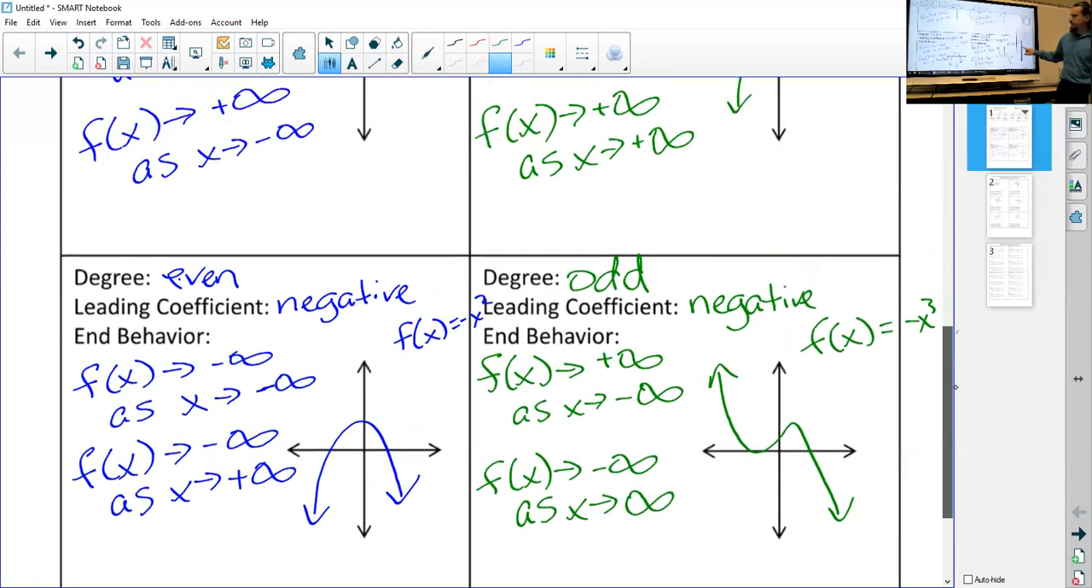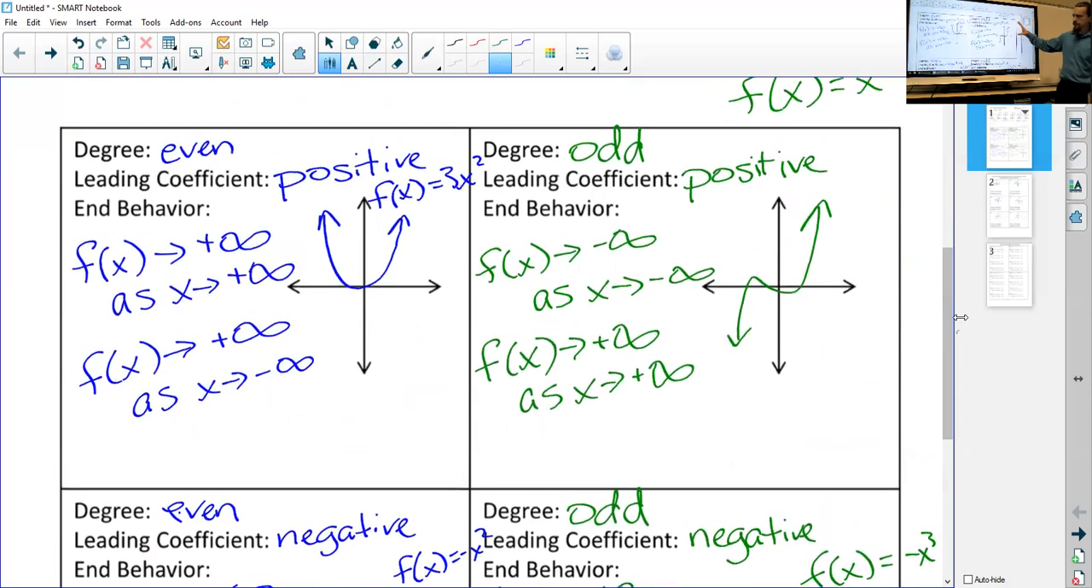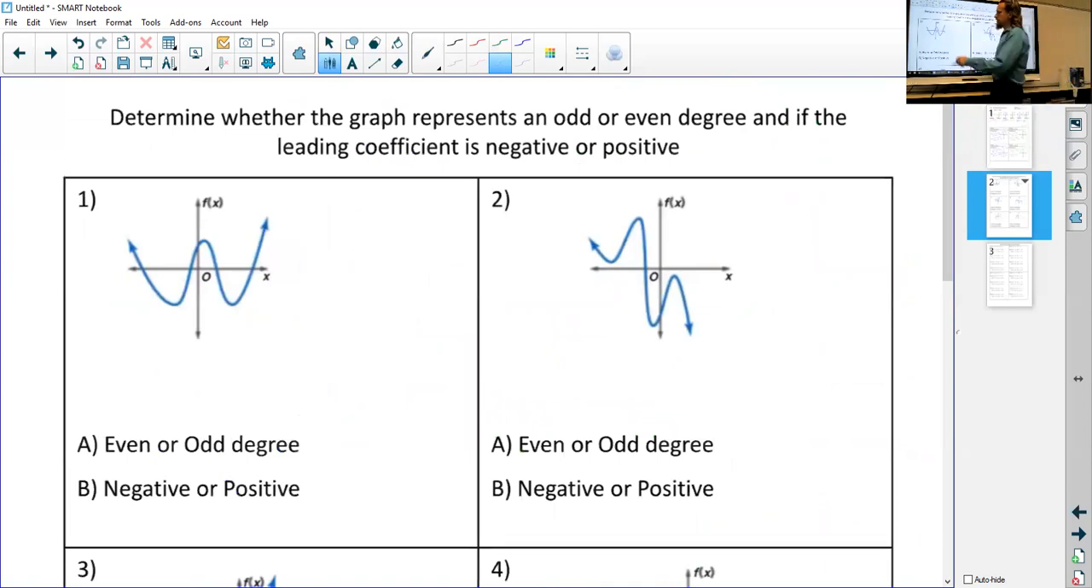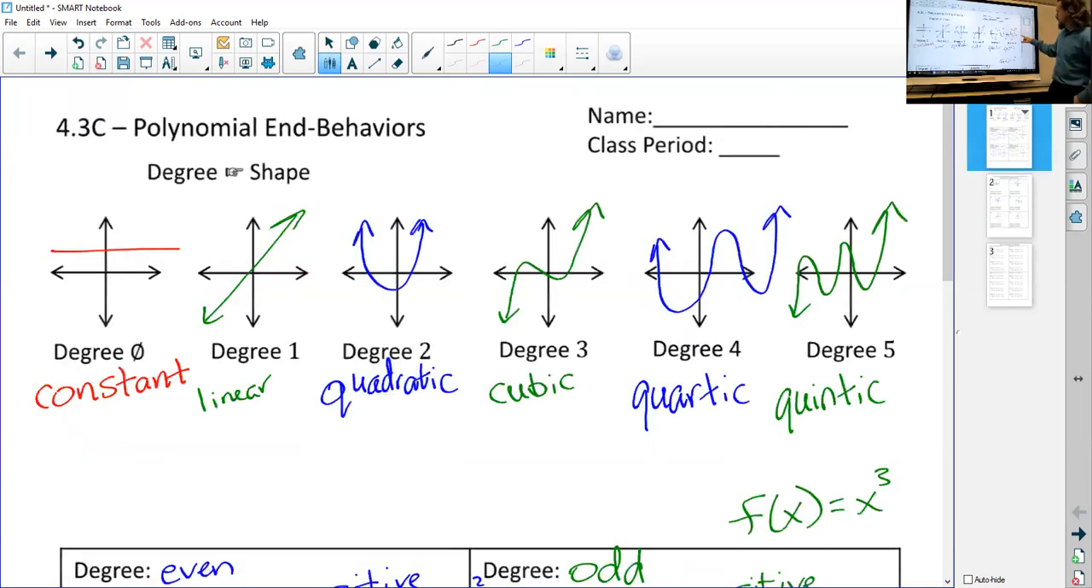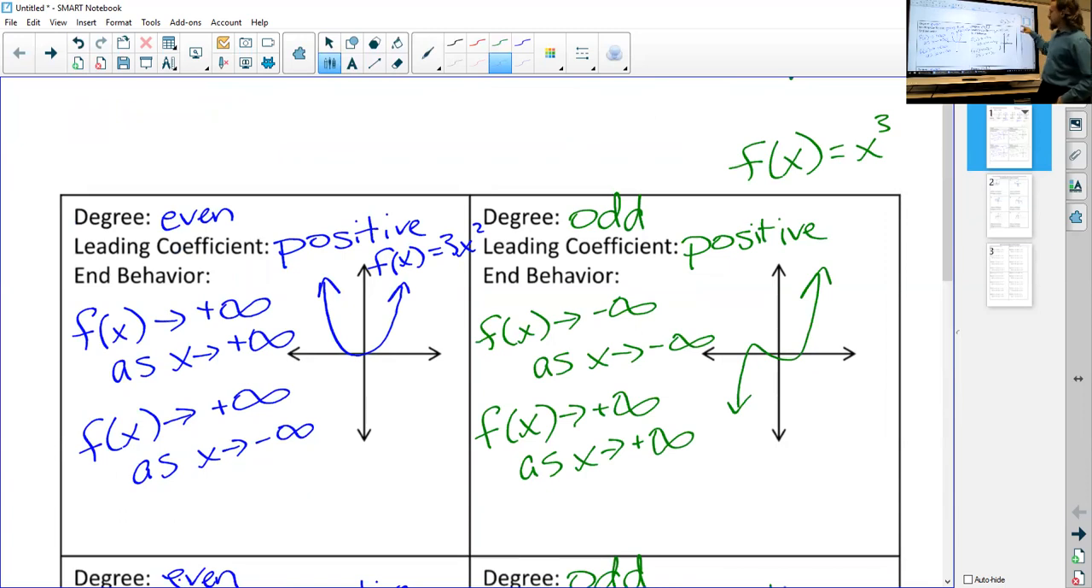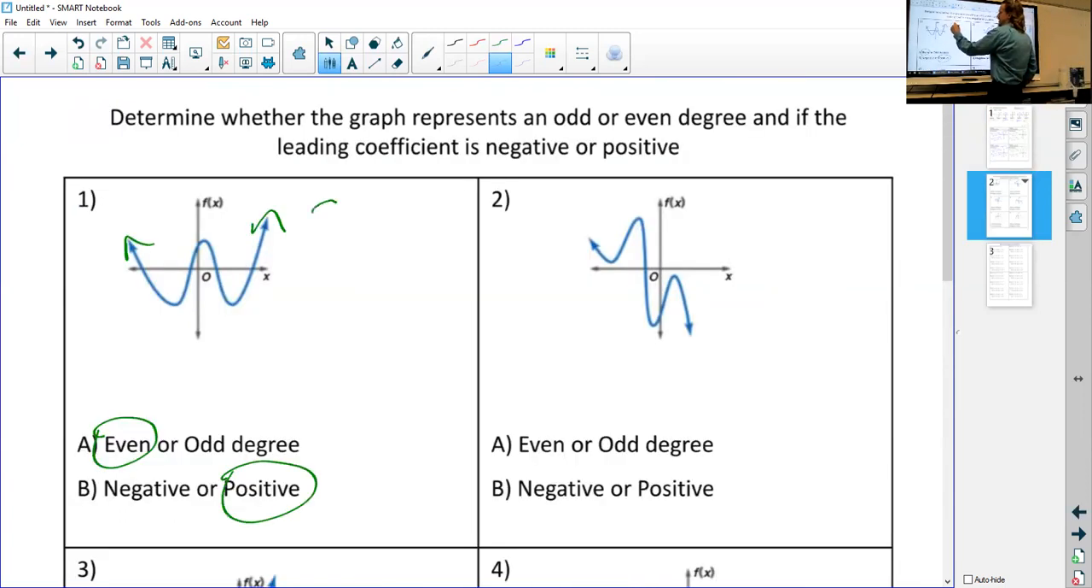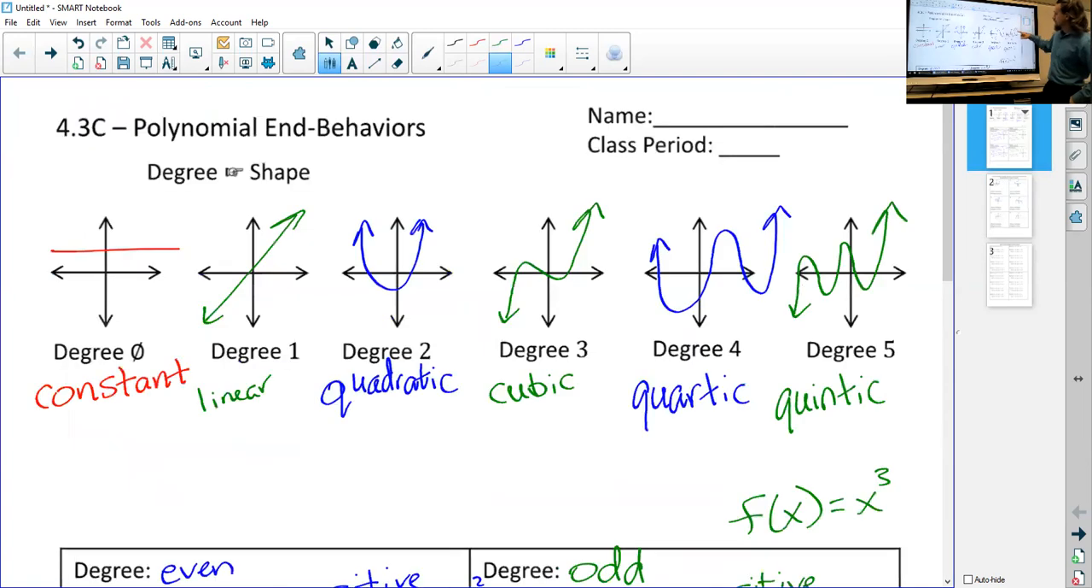So we need to go back because this is all the answers, basically. Every single graph you're going to see is going to match up with one of these four situations. Like if we look at example number one, you can see they're both going up. So they're going the same way, that has to be an even degree. And since they're both going up, then it has to be positive. And even though it's not the same drawing as this one here, all this little extra lump just means this is f of x equals x to the fourth power. That's the extra lump we saw at the very beginning.